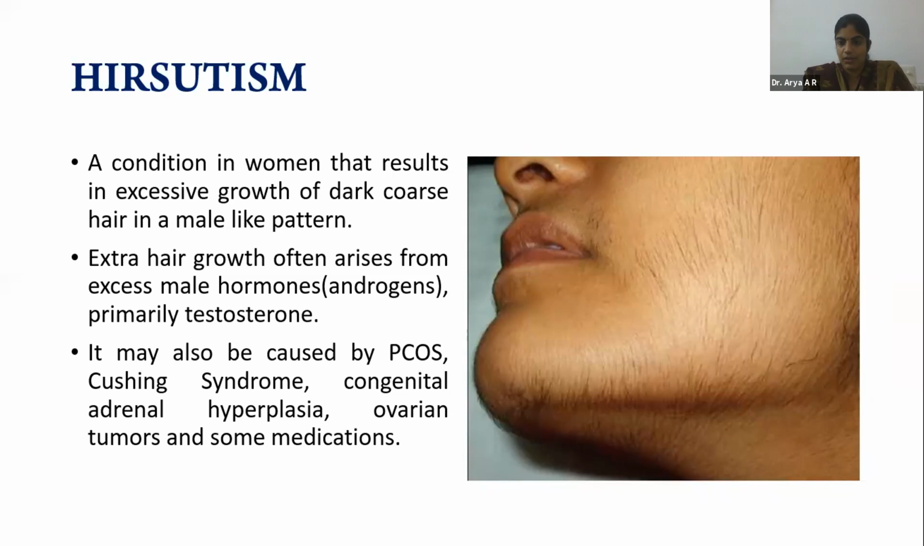So this is what is called hirsutism, a condition in women that results in excessive growth of dark coarse hair in a male-like pattern. This happens because of an increase of testosterone in the blood, and it is associated with PCOS and also ovarian tumors, congenital adrenal hyperplasia, and Cushing syndrome.